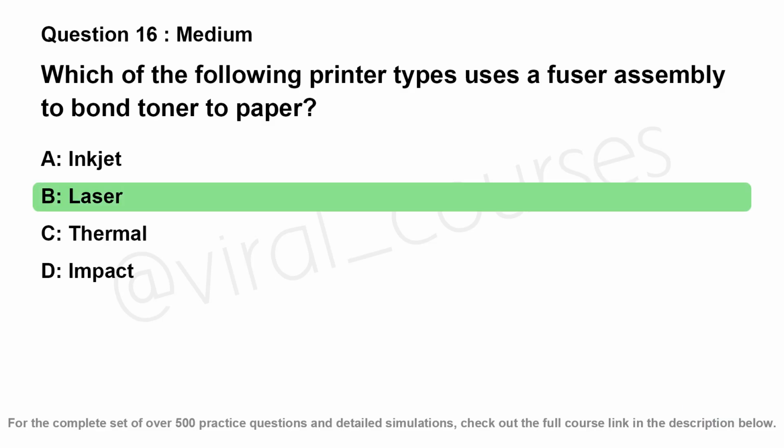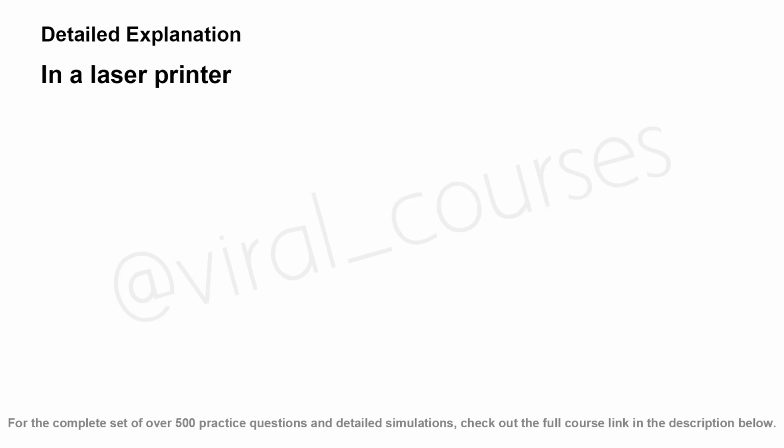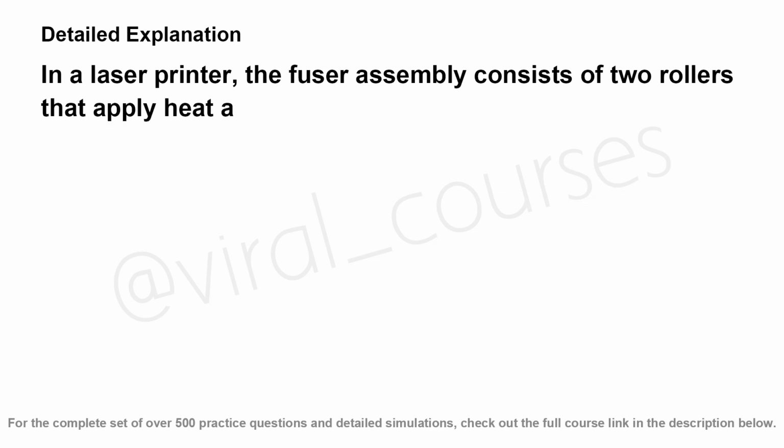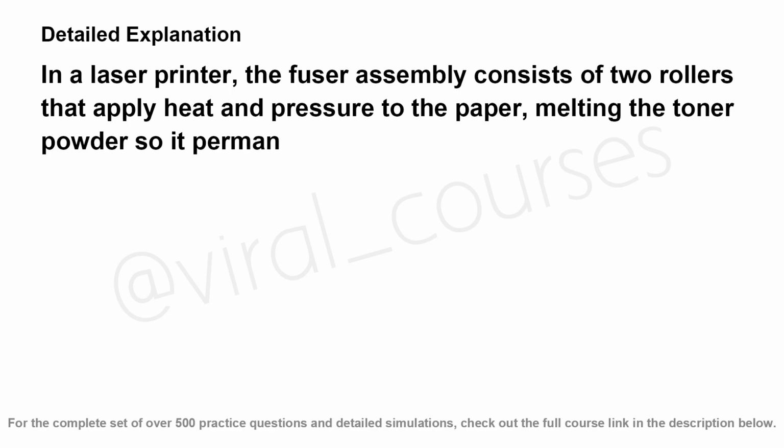The correct answer is B. In a laser printer, the fuser assembly consists of two rollers that apply heat and pressure to the paper, melting the toner powder so it permanently bonds to the fibers of the page.